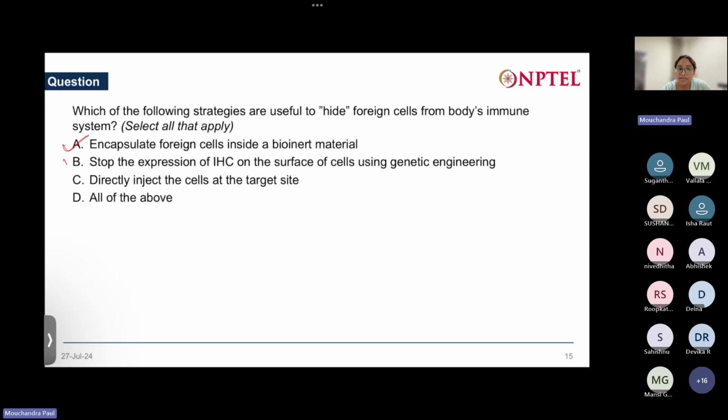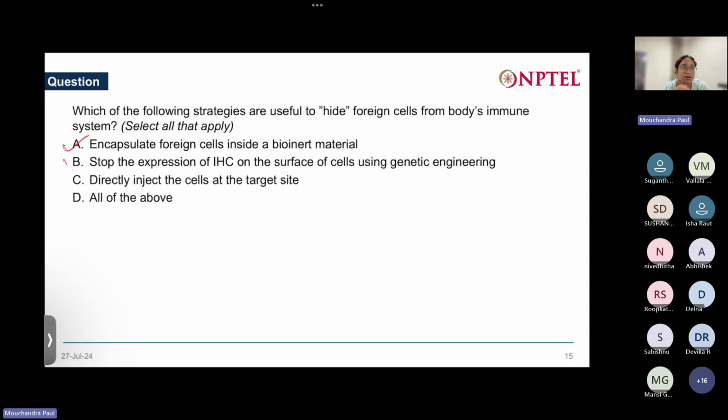So the IHCs, or the immunohistocompatibility complexes, are present on the cell surface, and that is what the immune cells use to recognize whether the cells are of its own origin or from somewhere else. So if we somehow stop the expression of these IHC complexes altogether, these cells do not have an identity for the immune cells to recognize. So these are also called universal donor cells. People are also working on universal donor cells, although it is not yet commercially available.